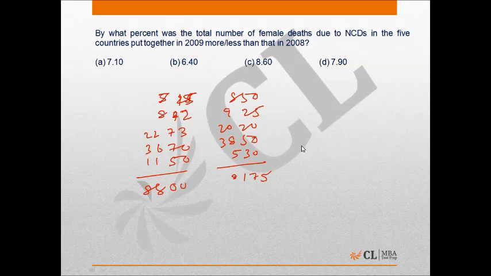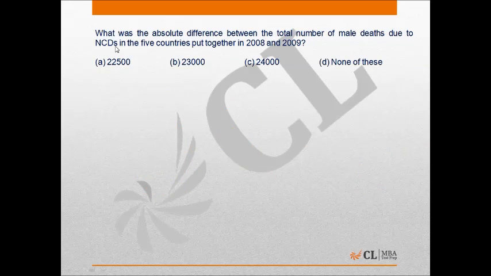Therefore the required percentage will be (8800 minus 8175) upon 8800 into 100. This is eventually equal to 7.1%. So the total number of female deaths due to NCDs in 5 countries put together in 2009 was 7.1% less than that in 2008. Therefore option A is the correct answer. Let's move to the next question.